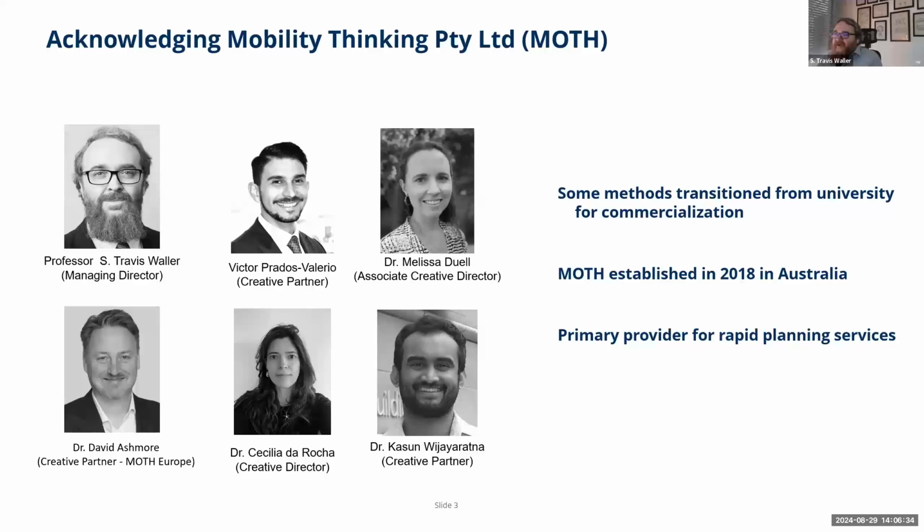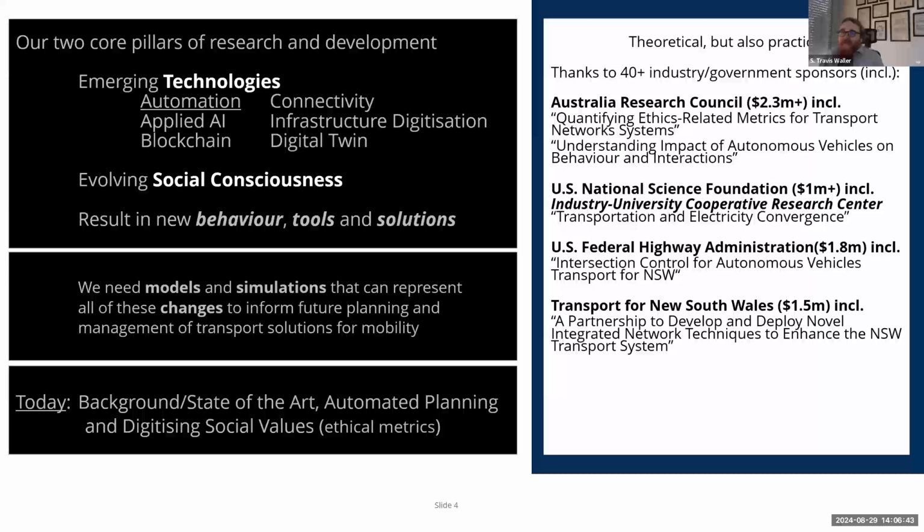And that's the primary service provider if the particular project is more commercial than research in nature. In terms of my activity, really, there are two key pillars. And in my move to Germany, really sort of reconsolidated on these two. One is emerging technology, and that's spanning automation, applied AI, even blockchain research. And we're looking at that for mobility as a resource. But then in particular, evolving social consciousness. And I'll talk about that quite a bit more.